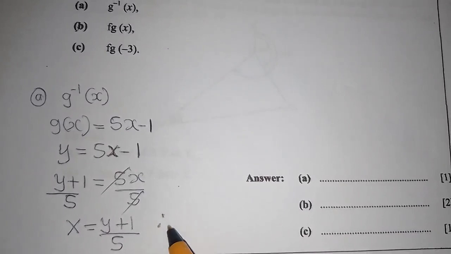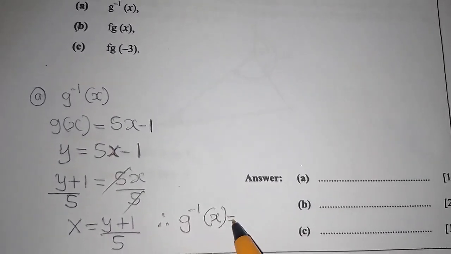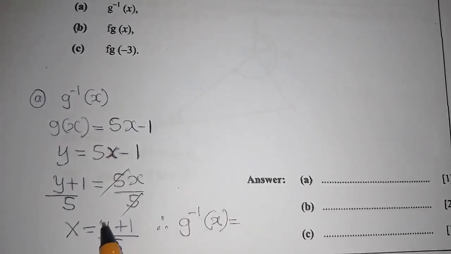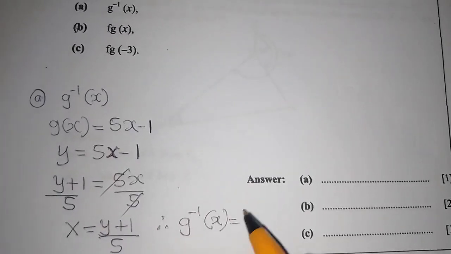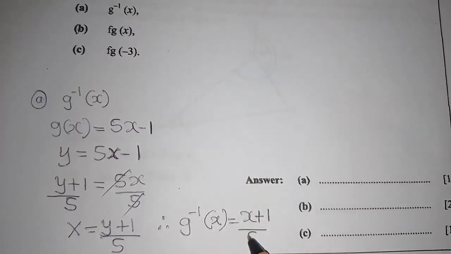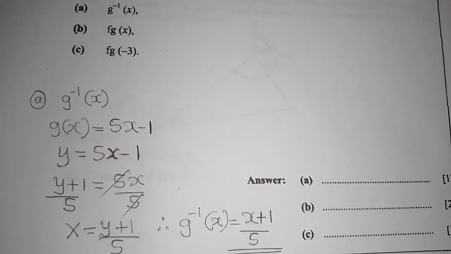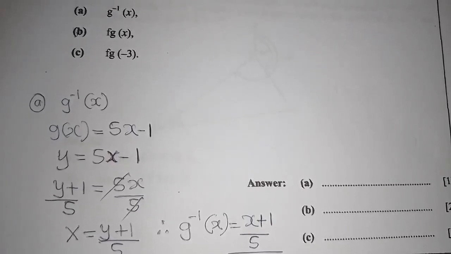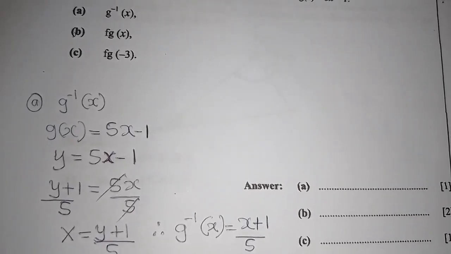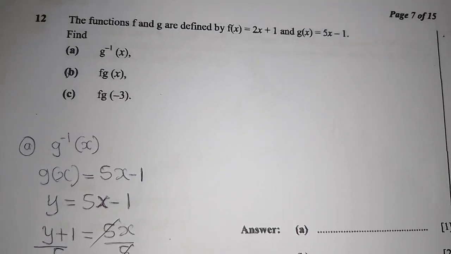Then I just say, therefore, g inverse of x is equal to, where there is y now, I'm going to put x. So I'm going to say x plus 1 over 5. Then I'm done. So I'm done with that question. That's how you need to solve it. So I found the inverse of g. That's how you need to find the inverse of g. I move to question B.